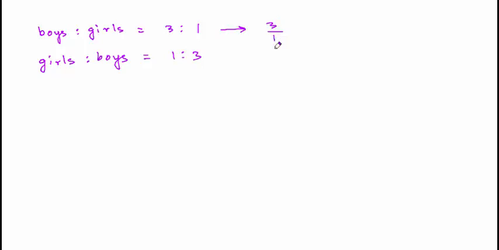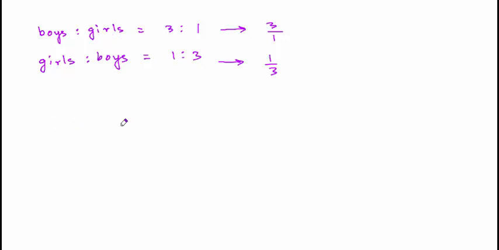A, in ratio the order matters. Therefore, if we say that the ratio of boys to girls is 3 to 1, it means that in a group of 4 kids, there are 3 boys and 1 girl. The order in which we write this does matter. And then, automatically it implies that the ratio of girls to boys is going to be equal to 1 to 3. If you write this as a fraction, this is 3 over 1. And if you write this as a fraction, it's 1/3. And 3 over 1 is not the same as 1/3. So the order does matter.